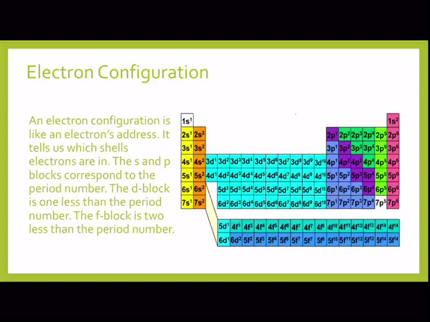So an electron configuration is like the electron's address, and it tells us exactly what shells the electrons are in. So the s and p orbitals are going to correspond to the period number. The d orbitals are 1 less than the period number, and the f block is 2 less than the period number. And as you go down the periodic table and have more and more electrons, the orbitals get more and more complex, and they keep building on top of each other. So you can see how the s and the p orbitals are right with the period number. The d is 1 less, and the f block is 2 less.